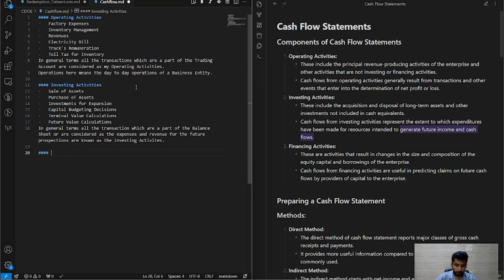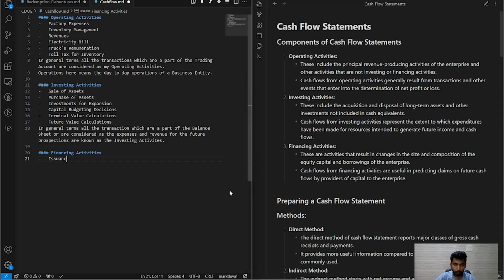And last comes the financing activities. When we talk about financing activities, these are the activities that result in changes in the size and composition of the equity share capital and the borrowings of an enterprise. Cash flow from financing activities is useful in predicting claims on future cash flows by providers of capital to the enterprise.